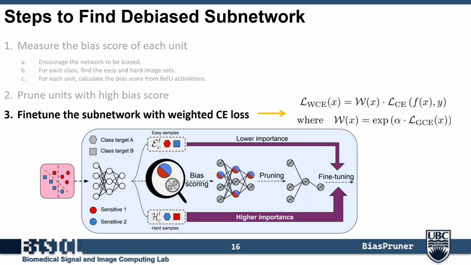Finally, we fine-tune the subnetwork using a weighted cross-entropy loss, where easy samples are down-weighted, whereas the hard samples are up-weighted exponentially, and this gives us the debiased subnetwork.